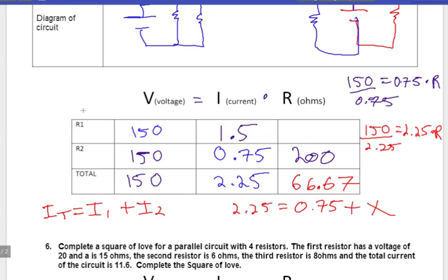Lastly, I solve for my resistance of R1. So I have 150 is equal to 1.5 times R. Divide 1.5 over to the other side, and I end up with a resistance that is equal to 100 ohms.